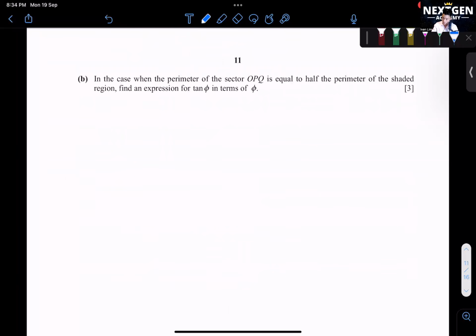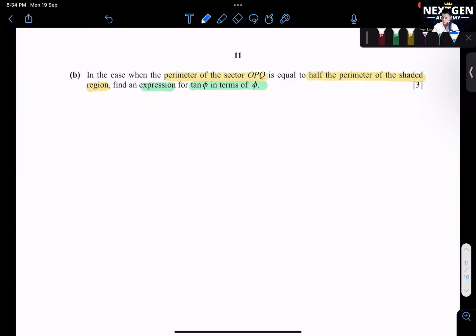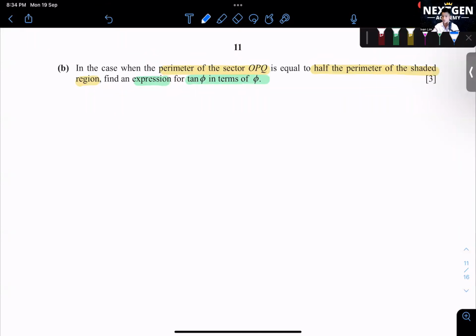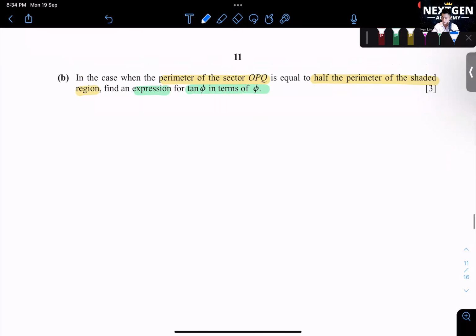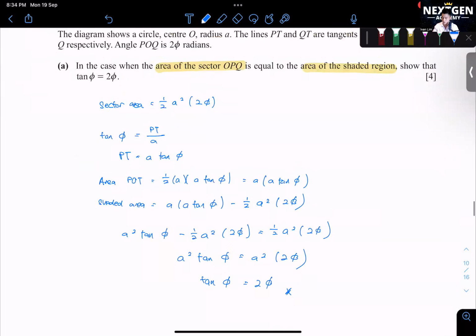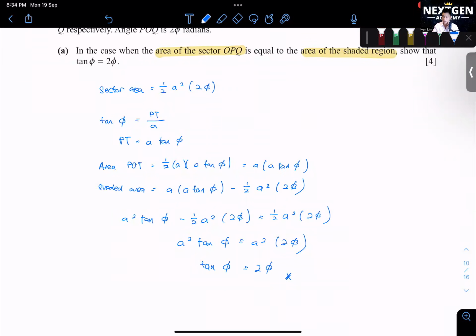In the case when the perimeter of the sector OPQ is equal to half the perimeter of the shaded region, find an expression for tan phi in terms of phi. Okay, so what can we find here? You all just follow the working, I think because of time also. Last question. You download the paper. Okay, screenshot it. I sent the paper just now already.